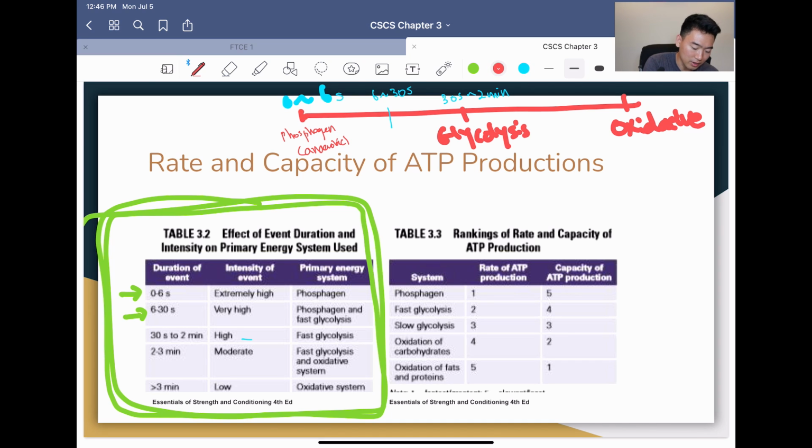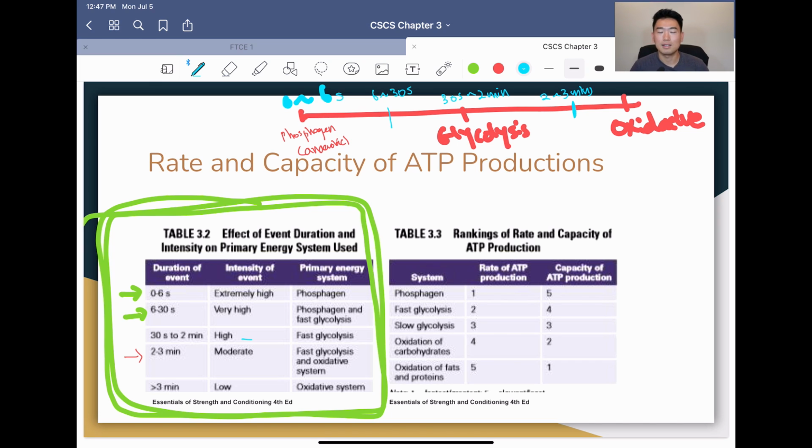All right, next up is 2 to 3 minutes, and this is a moderate intensity event, and here we're using fast glycolysis and the oxidative system. So we're leaning more towards the oxidative system now. All right, so I'm just gonna write here 2 to 3 minutes, and we're right here.